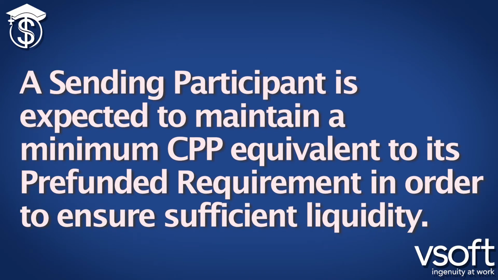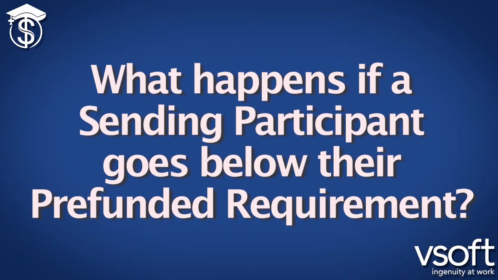Well, a sending participant is expected to maintain a minimum CPP equivalent to its pre-funded requirement, but you can have more. That is in order to ensure sufficient liquidity for its ongoing payment activity within the RTP system. But that doesn't mean that a sending participant will never go below their pre-funded requirement. And as we've seen, what happens if they do? If they go below the pre-funded requirement, we know that there will be alerts that are sent. We know that you need to have supplemental funding.